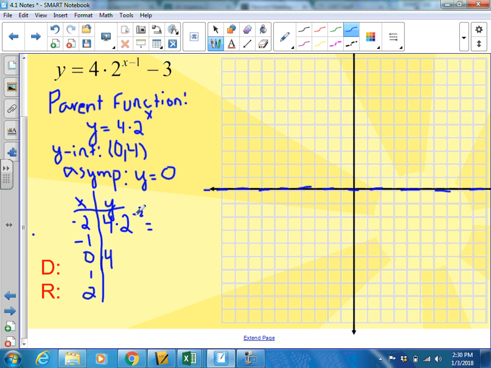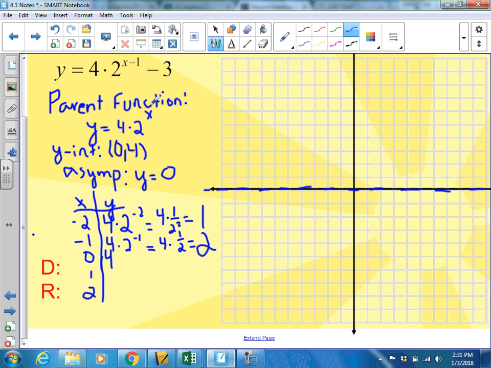And when we do that, remember, the negative flips this, so we now have 1 over 2 to the 2nd power. And 2 to the 2nd makes 4. So now we have 4 times 1/4, which should just give us 1. If we plug -1 in for x, now we have 4 times 2 to the -1st. This translates into 4 times 1 over 2. And when we do this, we should get 2 as our answer.